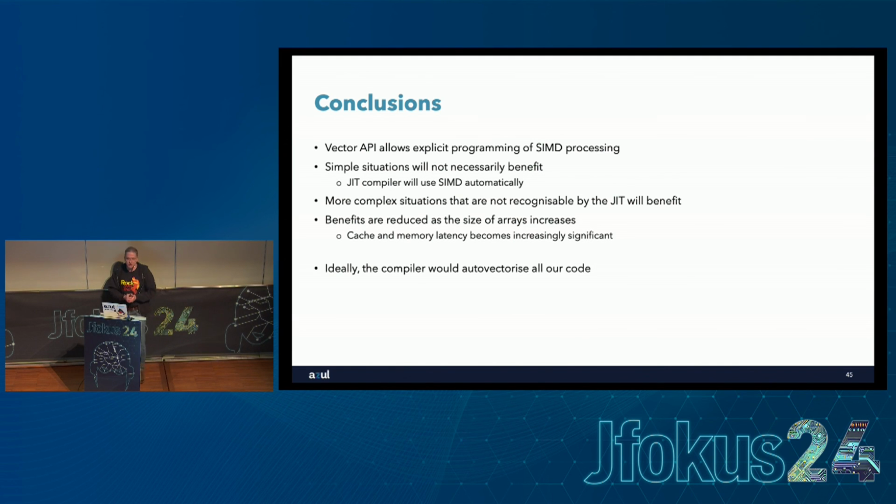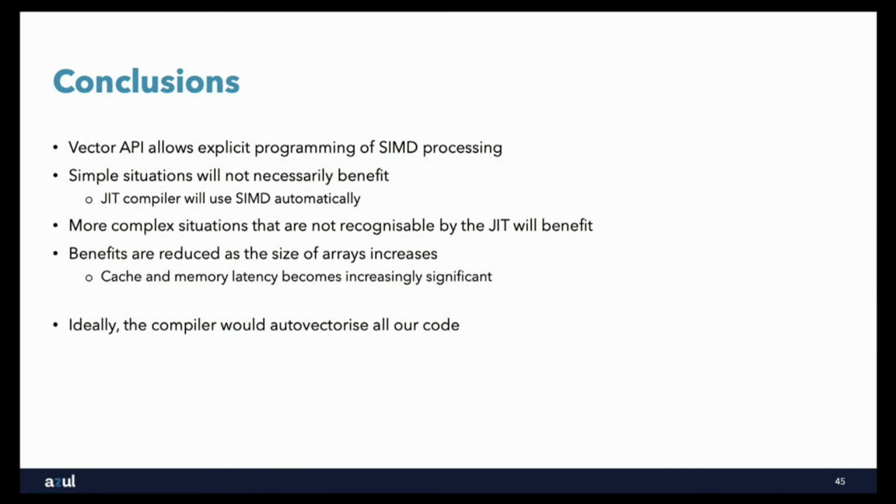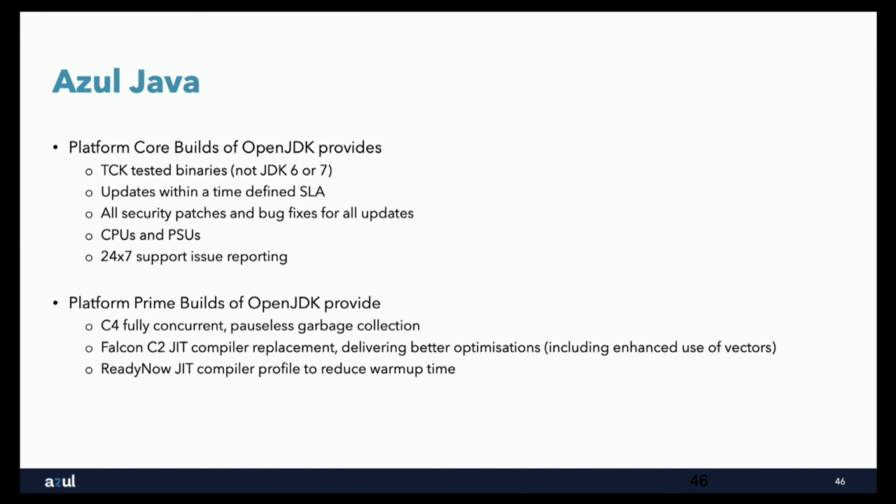Just to summarize, conclusions, basically vector API allows you to do explicit single instruction, multiple data processing. Simple situations may not necessarily benefit. So if you're using small sets of data, simple operations, you're probably not going to get much benefit from using it because of the auto-vectorization in the JIT. But where you've got more complex things, where you do have branches, for example, then where the JIT compiler can't recognize that for auto-vectorization, you will get substantial benefits. Again, benefits are reduced as the size of the data increases because of the fact that you've got the overhead of the latency of access. And ideally, like I say, the compiler would auto-vectorize for all of your code.